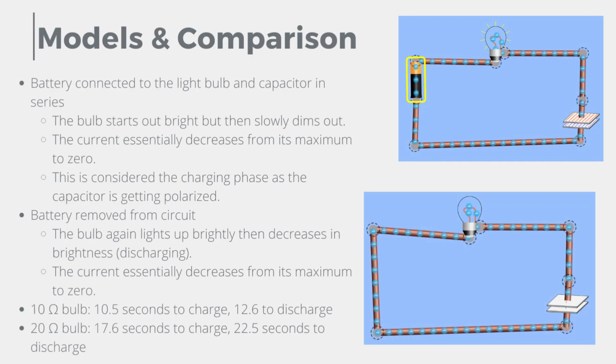Now in terms of our RC circuit, there are 2 phases. When the battery is connected to the light bulb and capacitor in series, the bulb starts out bright but then slowly dims out. The current essentially decreases from its maximum to 0. This is considered the charging phase as the capacitor is getting polarized. The following phase is when the battery is removed. The bulb again lights up brightly, then decreases in brightness, demonstrating the discharging phase. The current essentially decreases from its maximum to 0 again.